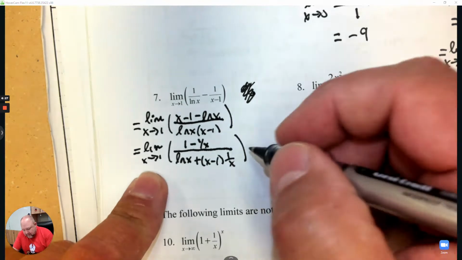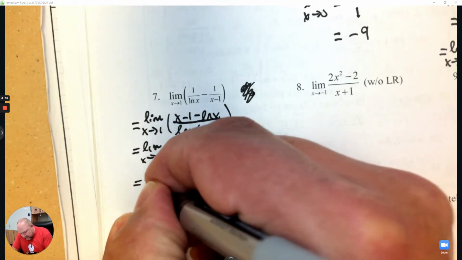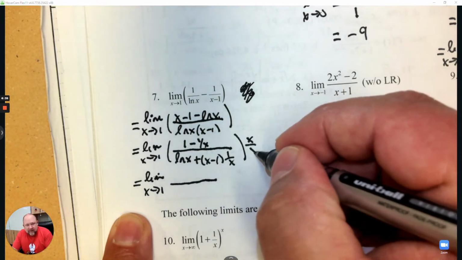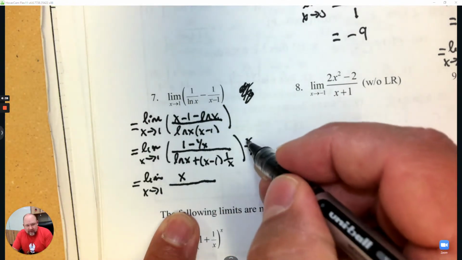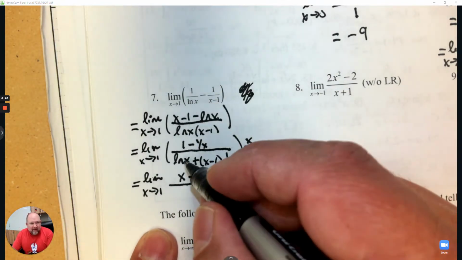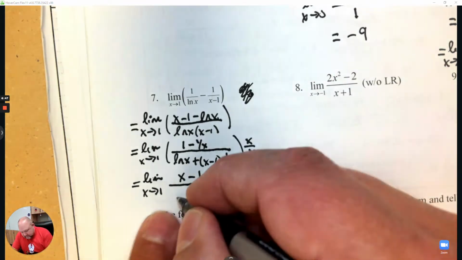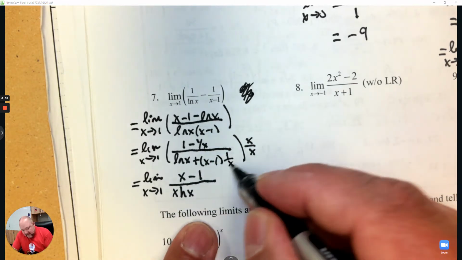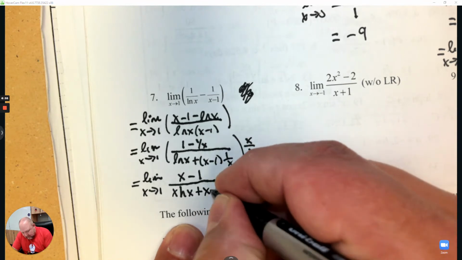I'm going to multiply top and bottom by x to kind of clean it up a bit. So if I multiply top and bottom times x, I get 1 times x. 1 over x times x is 1. And then if I multiply this, I get ln x times x. And then x times 1 over x just simplifies to 1. That gives you x minus 1.